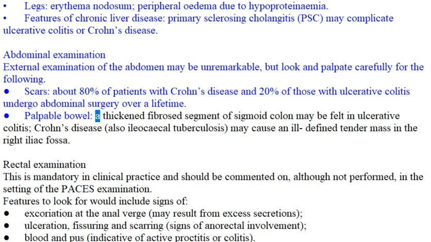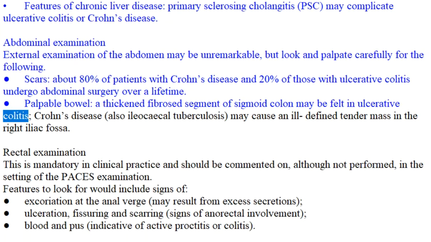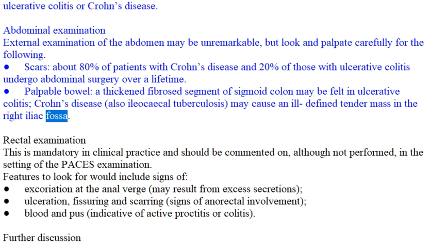Palpable bowel. A thickened, fibrosed segment of sigmoid colon may be felt in ulcerative colitis. Crohn's disease, also ileocecal tuberculosis, may cause an ill-defined tender mass in the right iliac fossa.